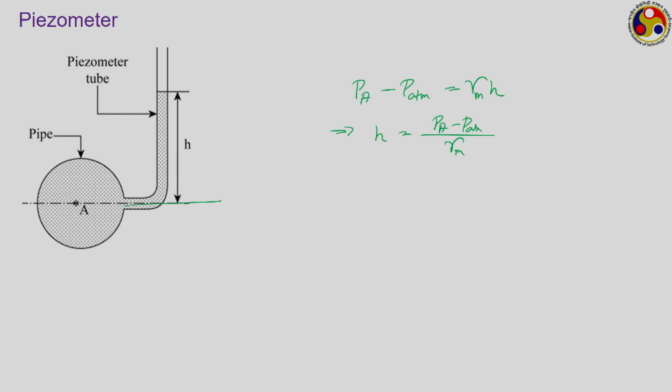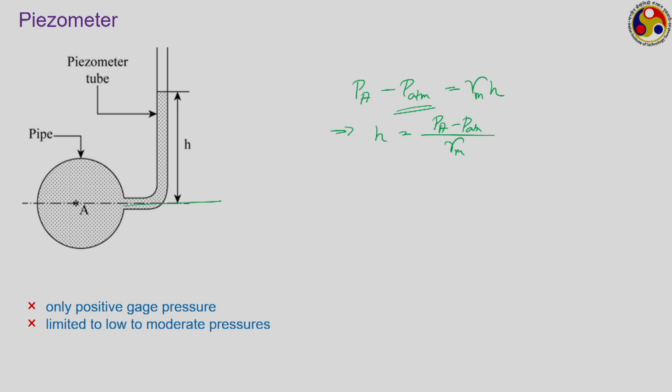Despite its simplicity, there are a few things that we have to consider about this. One problem, it can only give you gauge pressure, because we are doing everything with respect to atmospheric pressure, and that too positive gauge pressure, because if that location A has a pressure lower than atmosphere, instead of a liquid column formation, we shall have air ingressing into the fluid. So, we can only measure positive gauge pressure using a piezometer.